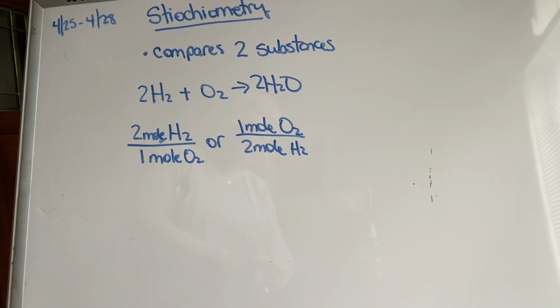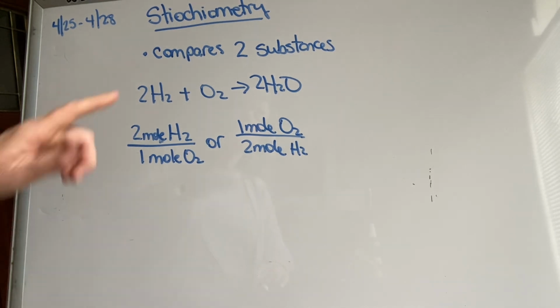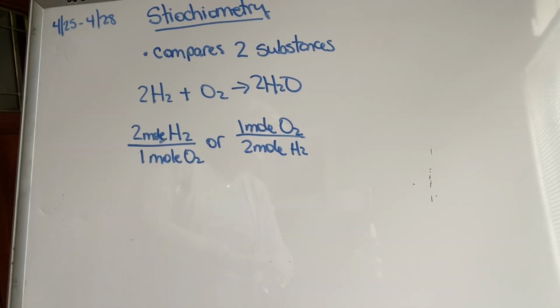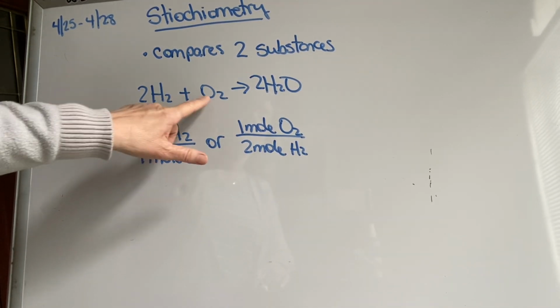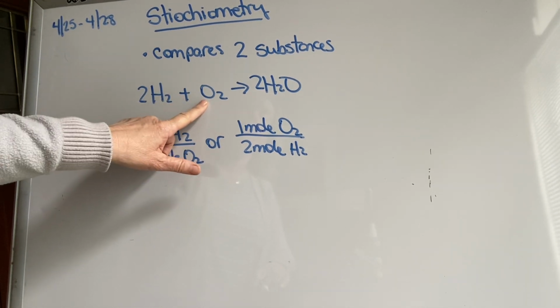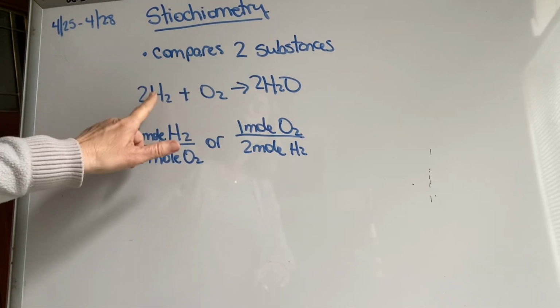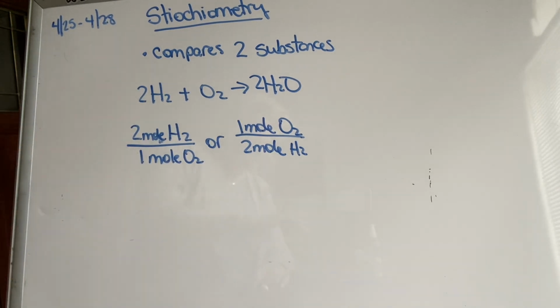Stoichiometry is just comparing 2 of the substances in a chemical reaction. It doesn't matter right now which 2 we're talking about. You can compare hydrogen and oxygen, or oxygen and water, or hydrogen and water. It's just comparing 2 different substances.